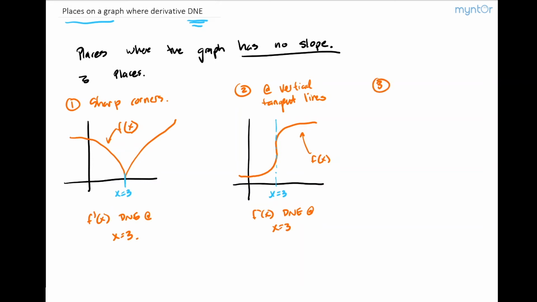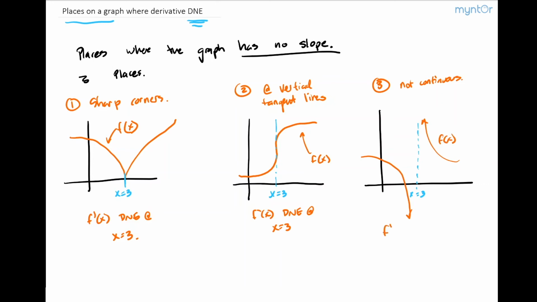And the third part, a graph has no derivative where it is not continuous. So if I have a graph that looks something like this, where I have an asymptote right here, so x equals 3, and my graph looks something like this. If we call this function f of x, we would say that f prime of x does not exist at x is equal to 3.